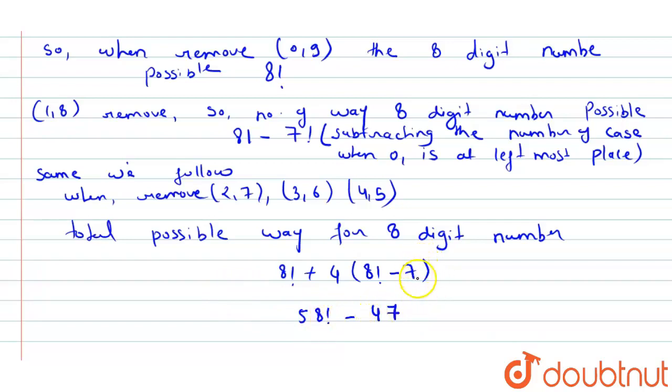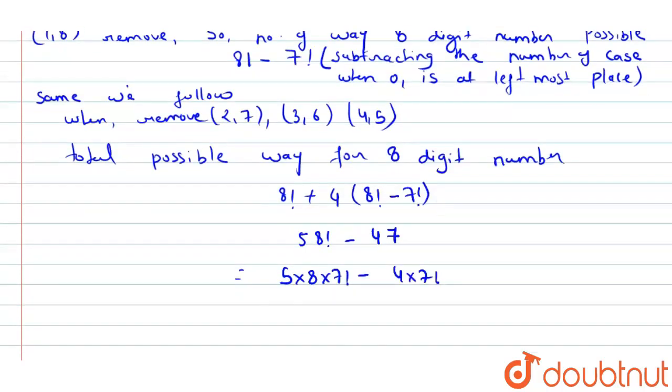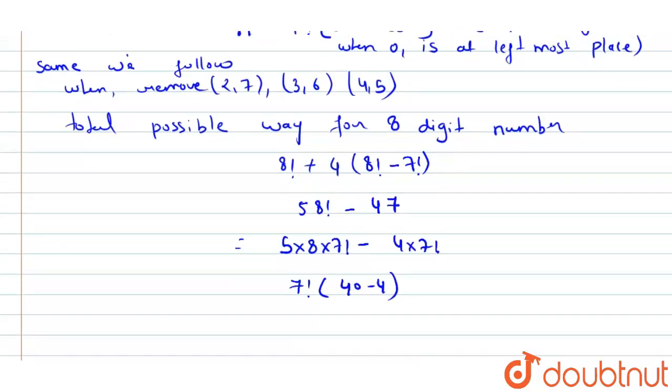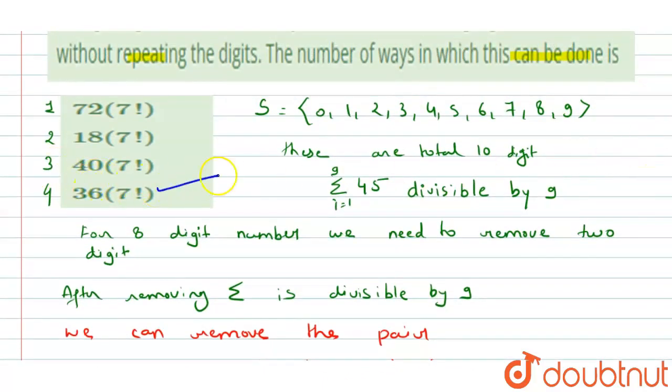Now, solving again, we can write it as 5 into 8 into 7 factorial minus 4 into 7 factorial. We take 7 factorial as common. Then we get 40 minus 4, and finally we get 36 into 7 factorial. This is our answer. Now we see which option matches. So option number 4 is correct.